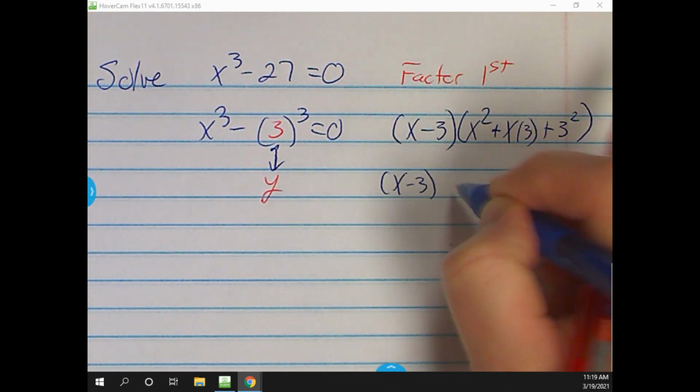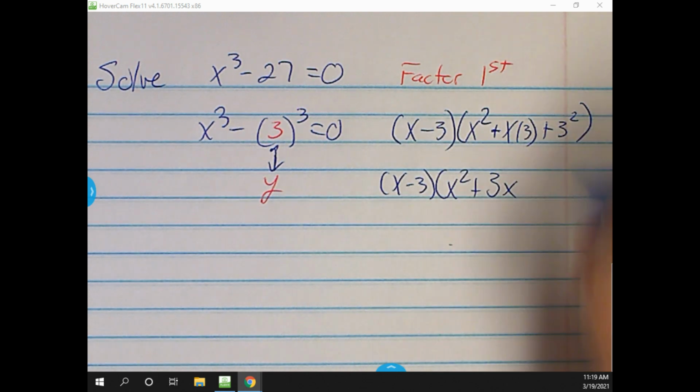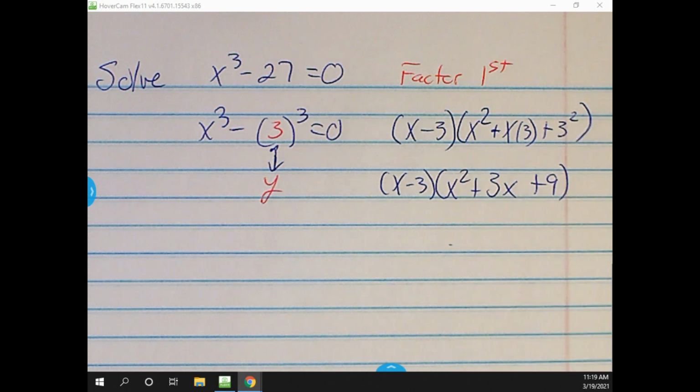And again, there's not really much you can do with that one other than rearranging these two terms to make it plus 3x and do the 3 squared to make it 9.